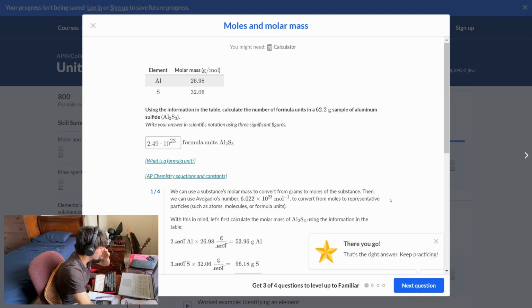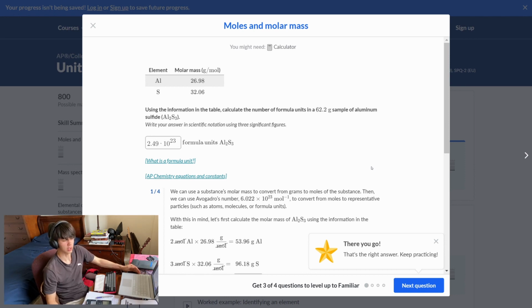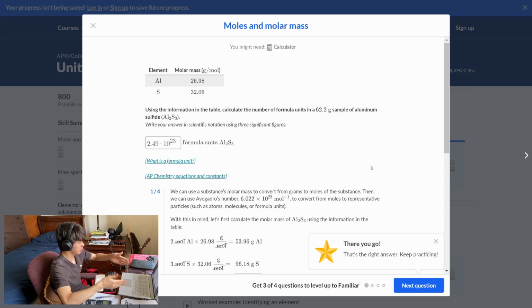So formula units are literally just the number of molecules in the substance, which you can get from the number of moles using Avogadro's constant, which is the number of molecules per mole. So you multiply them and you get the number of molecules. Cool.